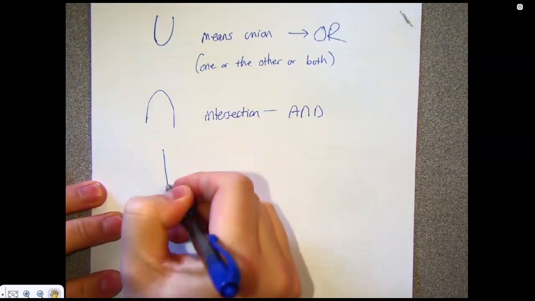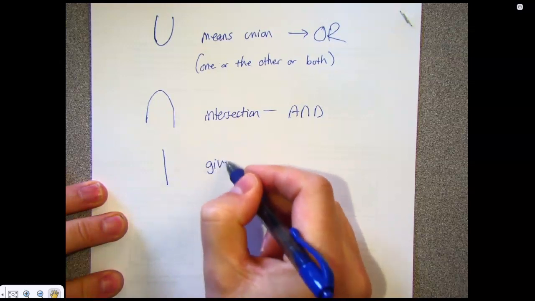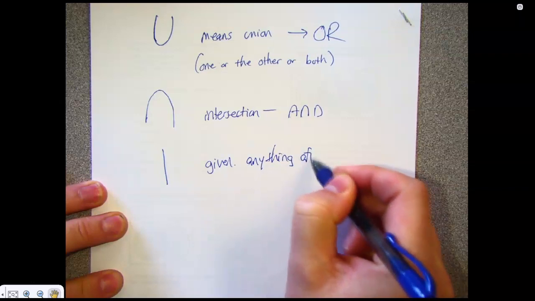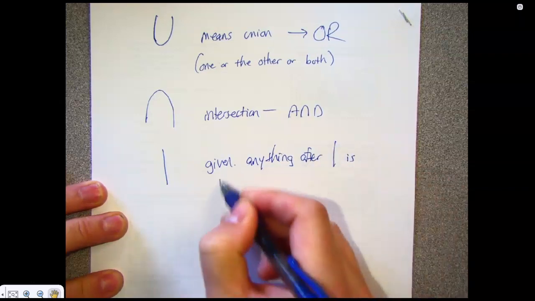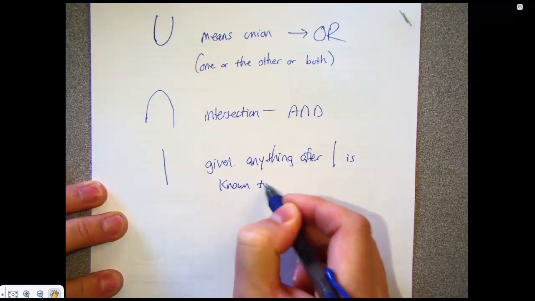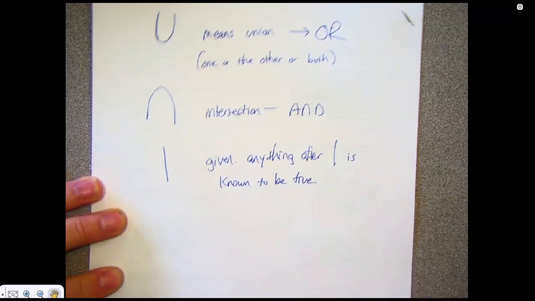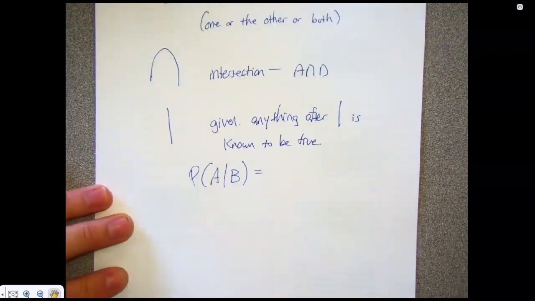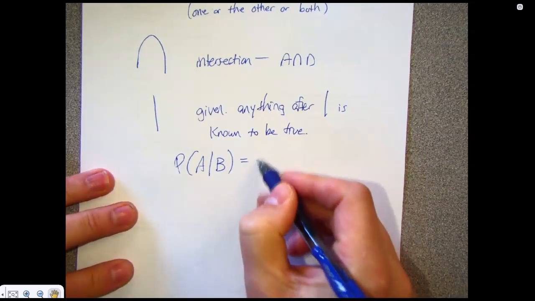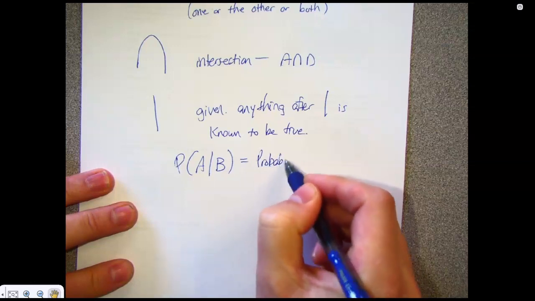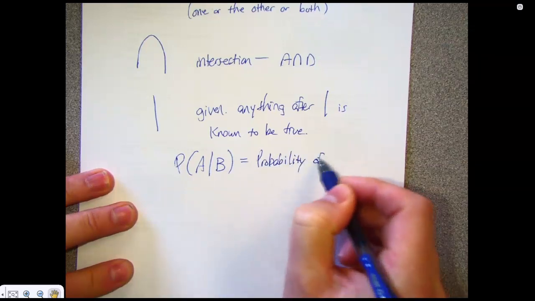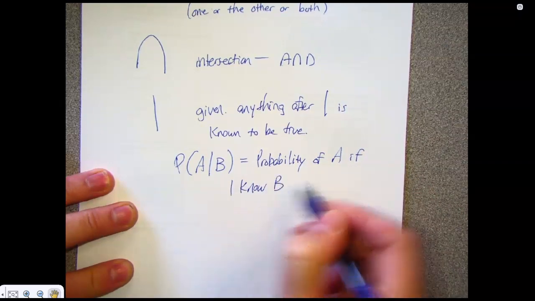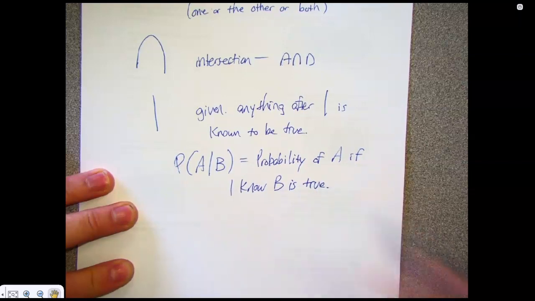And then this bar means given. So anything after the bar is known to be true. For example, the probability of A given B would ask, what's the probability of A if I know B is true?